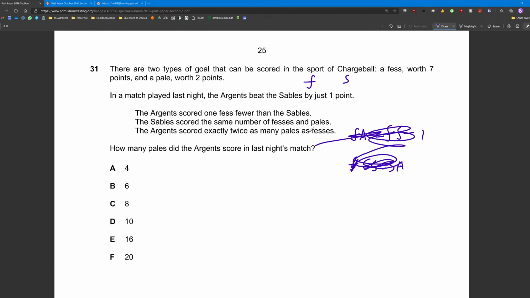So the sables scored some number of the total goals, like 9x is their total score. The argents scored 1 fess fewer than the sables. So 7x minus 1, if x is the number of fesses the sables scored, and the argents scored exactly twice as many pails as fesses. So the sables' score here is plus 1 is equal to the argents' score.